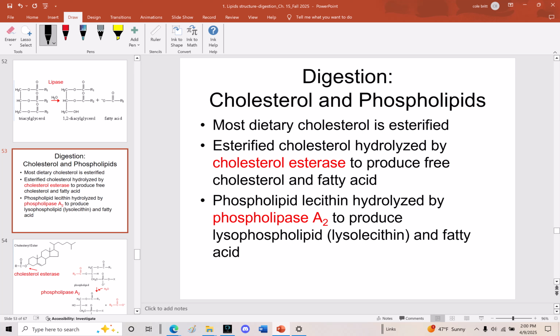Okay, now we need a break. And then we're going to talk about cholesterol and phospholipid digestion, and I'm going to set up quickly.